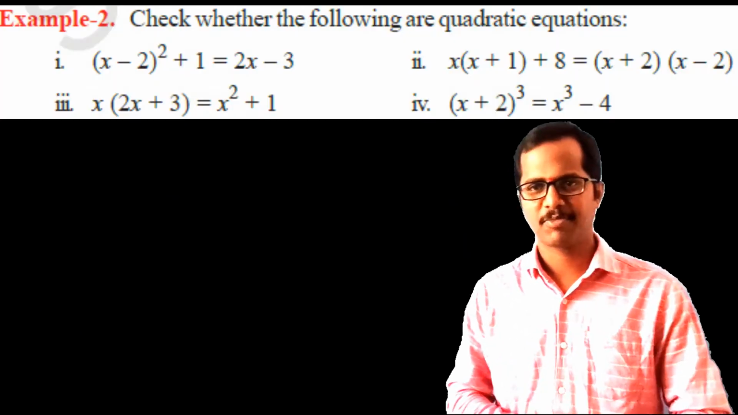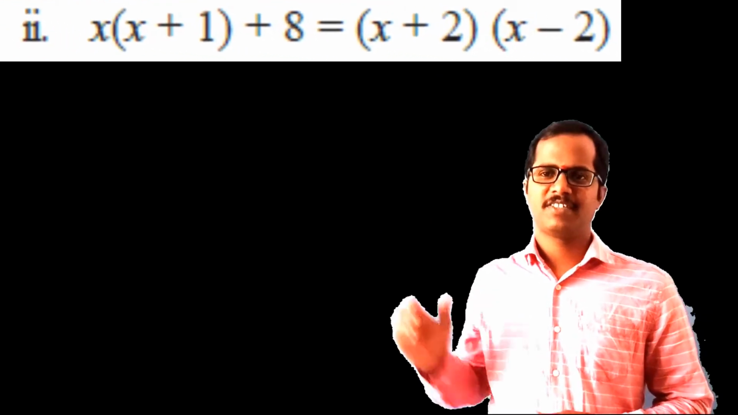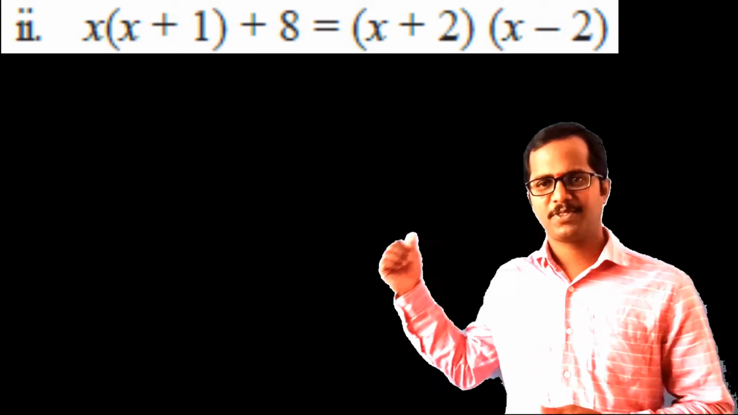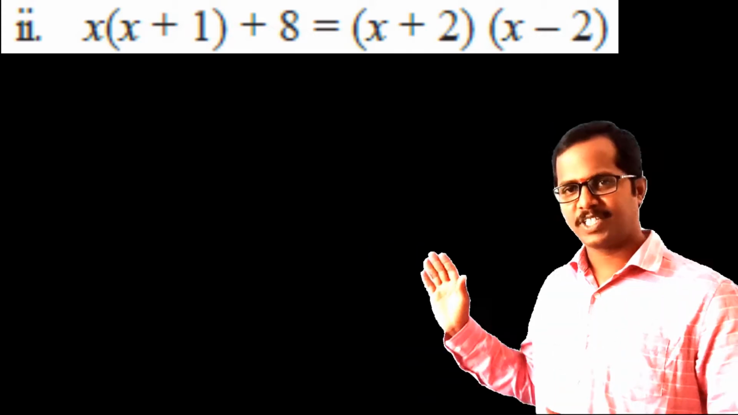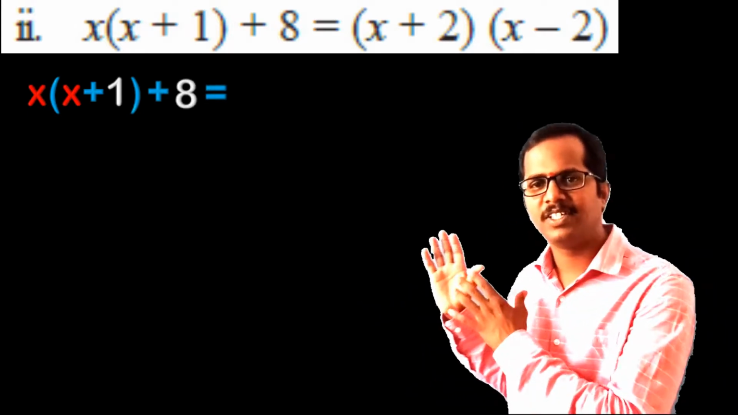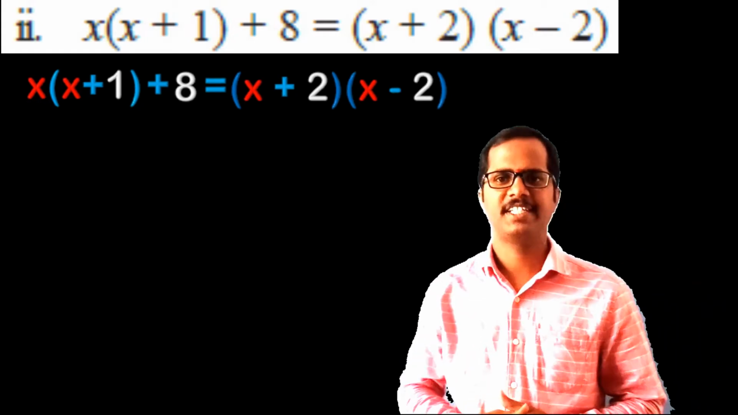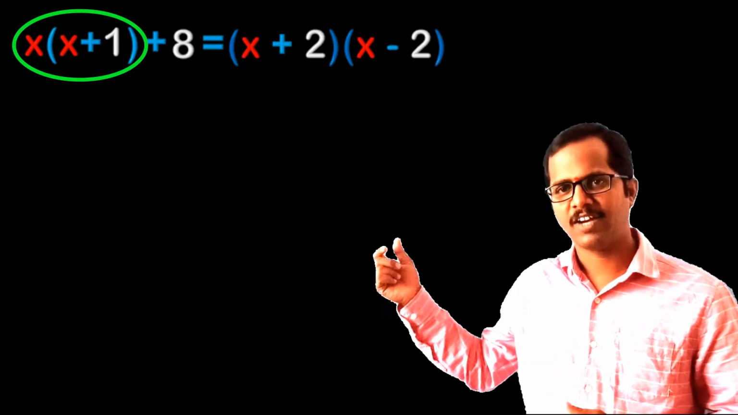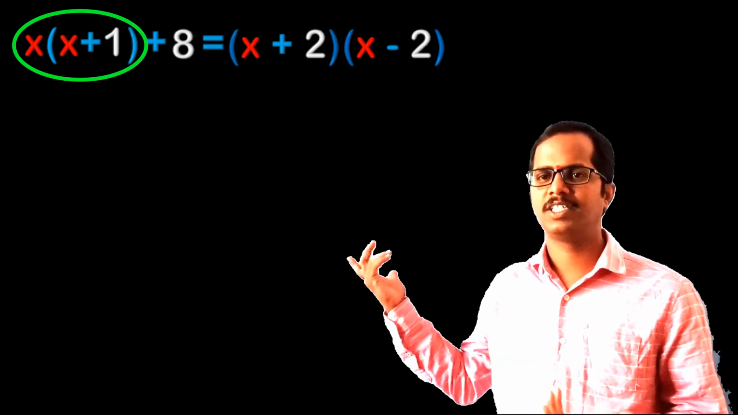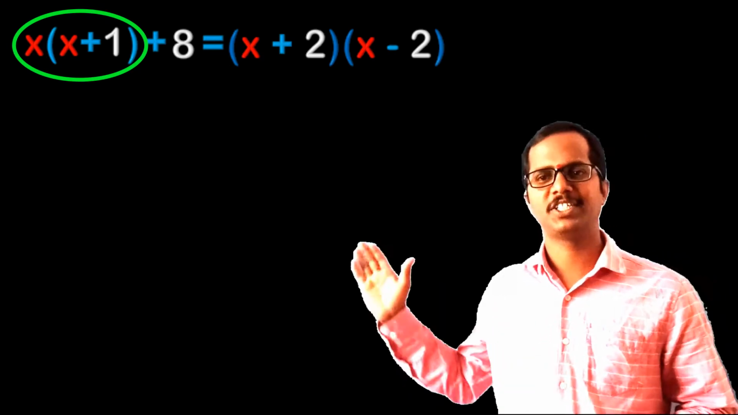Now let us see the second problem. The second problem is given as x into x plus 1 plus 8, which equals x plus 2 into x minus 2. To say whether this equation is quadratic or not, first we need to simplify it. On the left hand side, in the first term we have x into x plus 1, and the bracket x plus 1 is already in simplified form. Now we need to multiply x into x plus 1 using the distributive property.